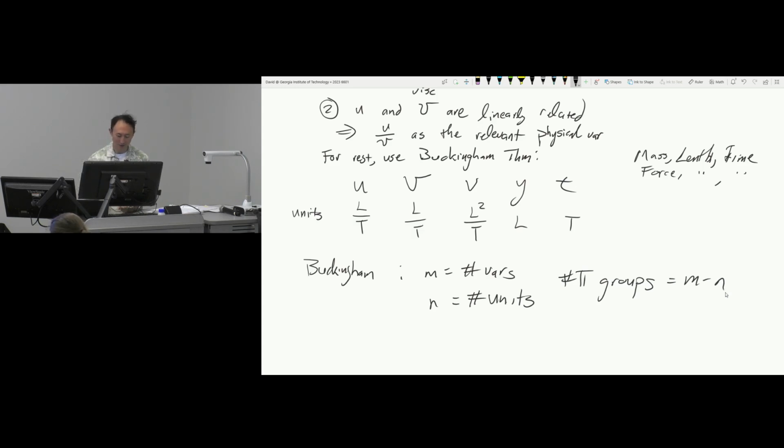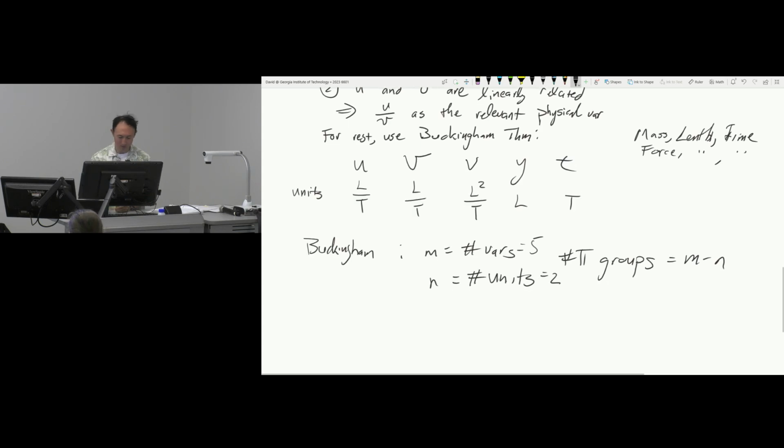So in this case, what is the number of variables here? 5 minus 2. Yeah, 5 and 2. So we get 3 pi groups. Is that independent variables or all variables? No, units. We do have 2 units. 1, 2, 3, 4, 5. Okay.